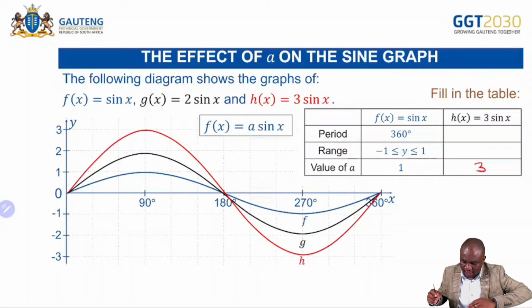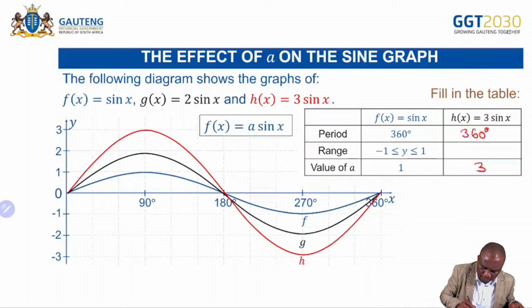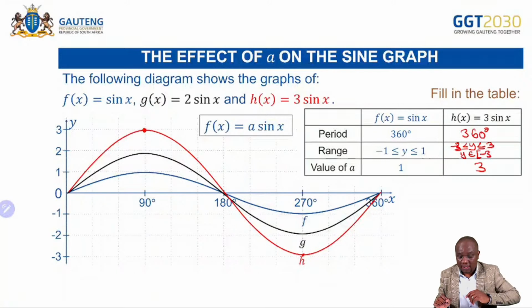Right, welcome back. Let's see, the period, does it change? We said the a does not affect the period, so it's still 360 degrees. What about the range? Y values from -3 up to 3. So you can say y is greater than or equal to -3, but less than or equal to 3. Or you can write it like this: y is an element of [-3, 3]. Remember, square bracket means included. Round bracket means not included. That is excluded. Okay, right? And then 3 included there.